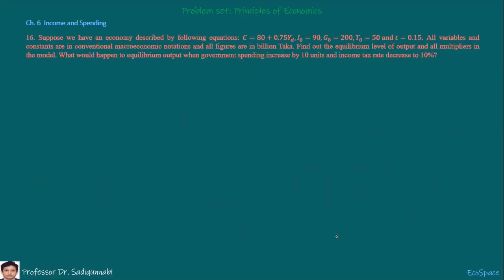Problem number 16 is about the 3-sector economy. Let us do some theory first. C equals C naught plus beta YD. YD is disposable income. I equals I naught. G equals G naught, because we are now in the three-sector model.